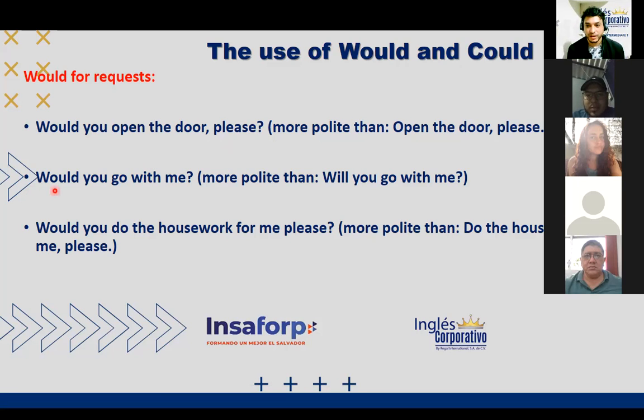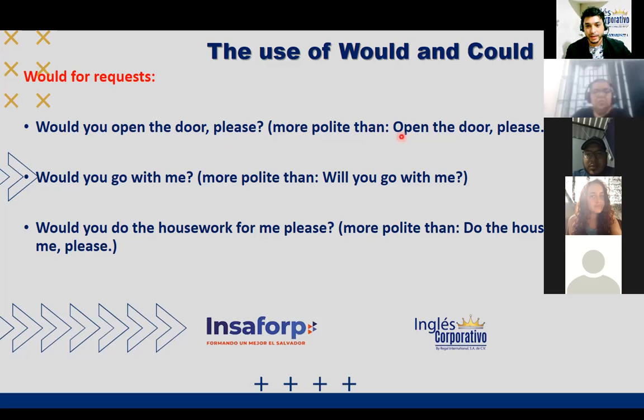Another question for any volunteer. Would you go with me? Yes, I like to go with you. Okay, thank you. As you can see, that sounds more polite than the first one. It sounds different than if you say, open the door, please. That sounds very strong. You need the word would, the auxiliary. Would you open the door, please? And in here, it sounds more polite than will you go with me? We need would to ask for requests politely.